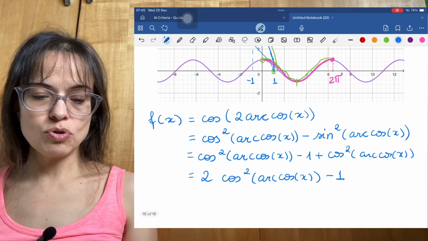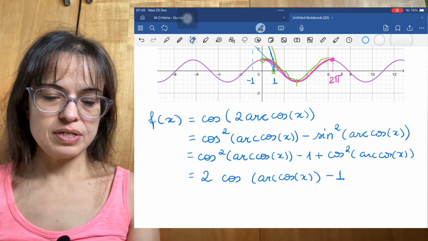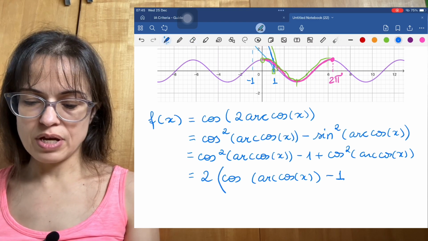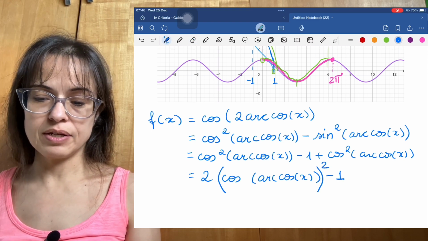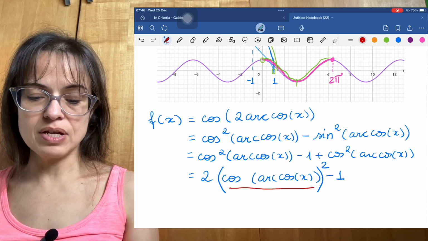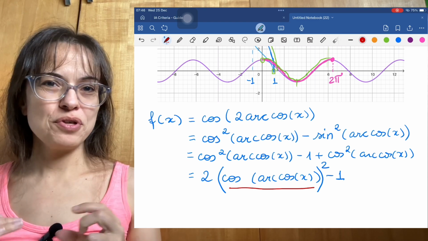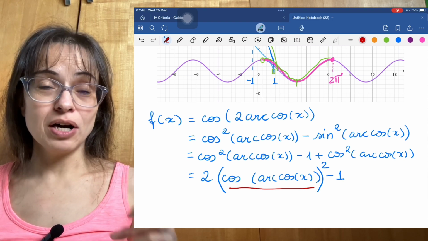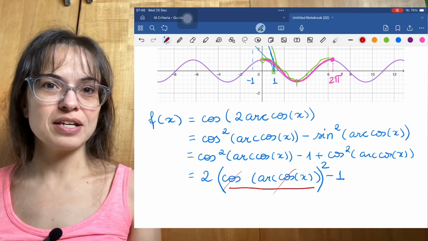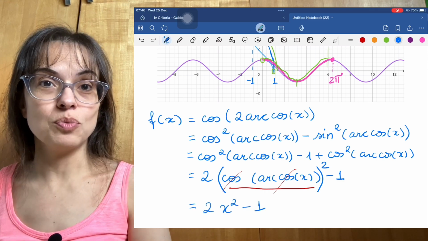And remember, even though this notation here is very usual, it just means that the square is going after, right? So I'm going to write it like this to highlight the fact that in here what we have is the composition of cosine with the arc cosine. And if you think about it for a minute, you realize that you are in the domain where these things actually just cancel out. So you get 2x squared minus 1, which is a quadratic function like you wanted.